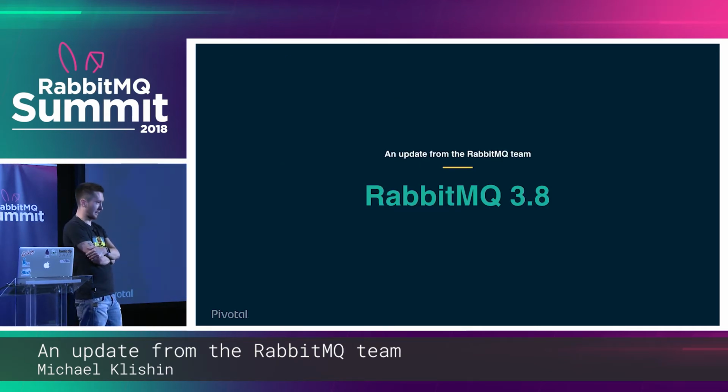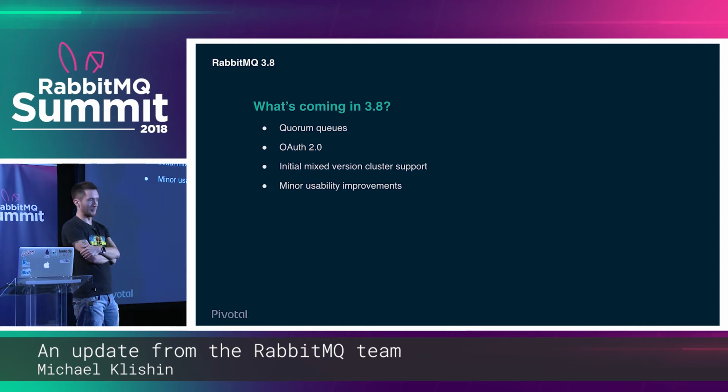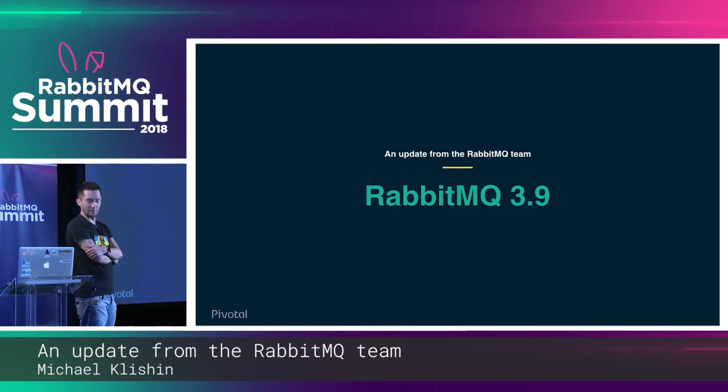So RabbitMQ 3.8, I keep referring to it. What is it going to include? We are certain that it will include Quorum queues, OAuth 2, and hopefully initial mixed version cluster support. And there are minor technically breaking usability improvements. Nothing major, but there are certain things that we decided that maybe we shouldn't merge into 3.7. So that's it.